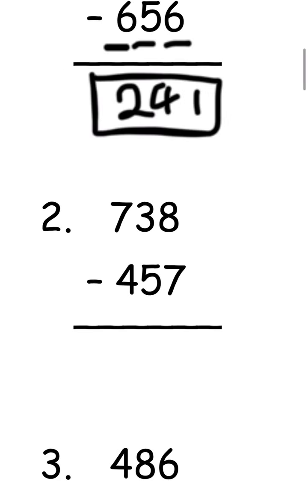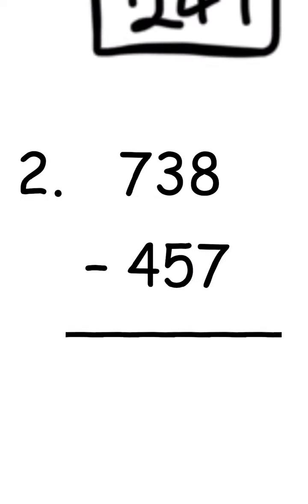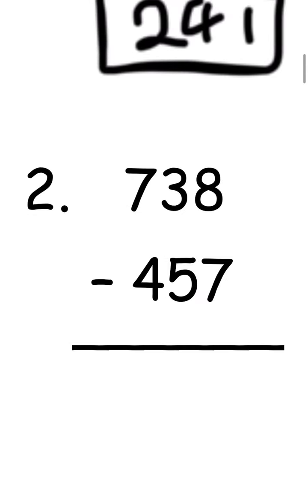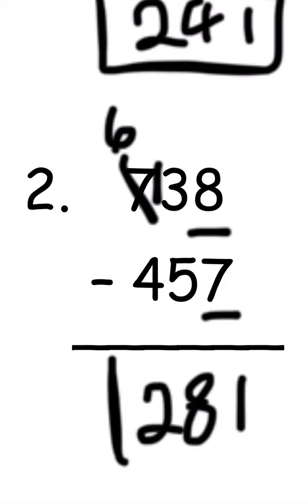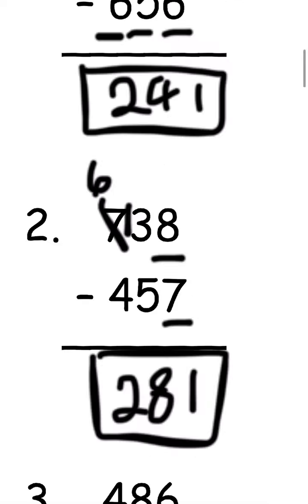For number 2, we have 738 minus 457. So we need to first look at the ones place, which is 8 and 7. 8 minus 7 is 1. And we need to subtract 5 from 3. However, 5 is greater, so we need to borrow from 7, which is going to be 6, and 3 is going to be 13. So 13 minus 5 is 8, and 6 minus 4 is 2. So 281 is the answer for number 2.